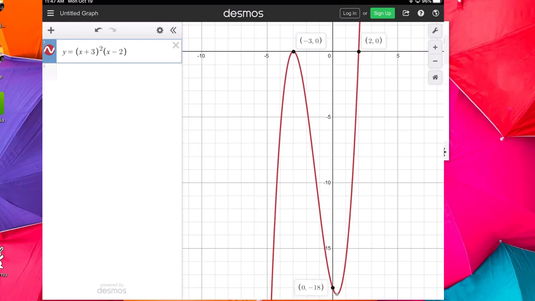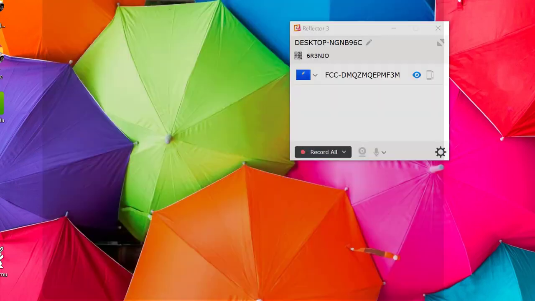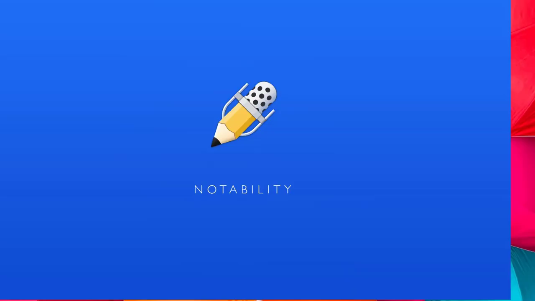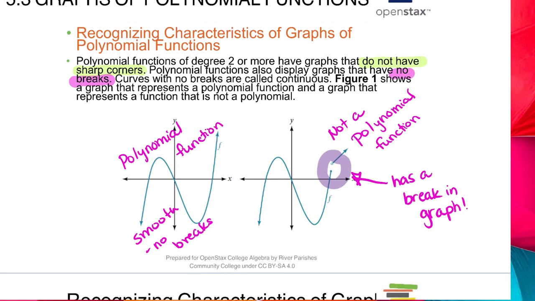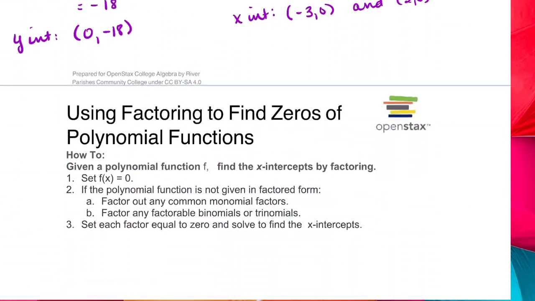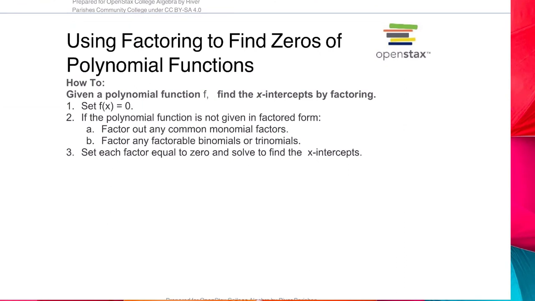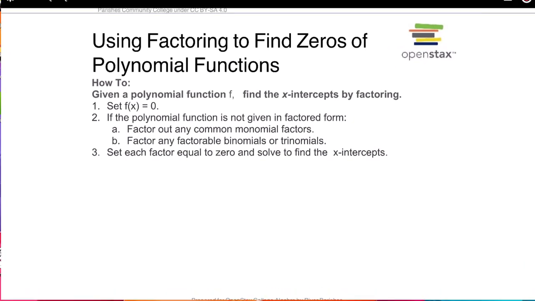You just click on it and it'll show you what those points are. So algebraically, you can find the zeros, or graphically. All right, so let's talk about using factoring to find zeros.